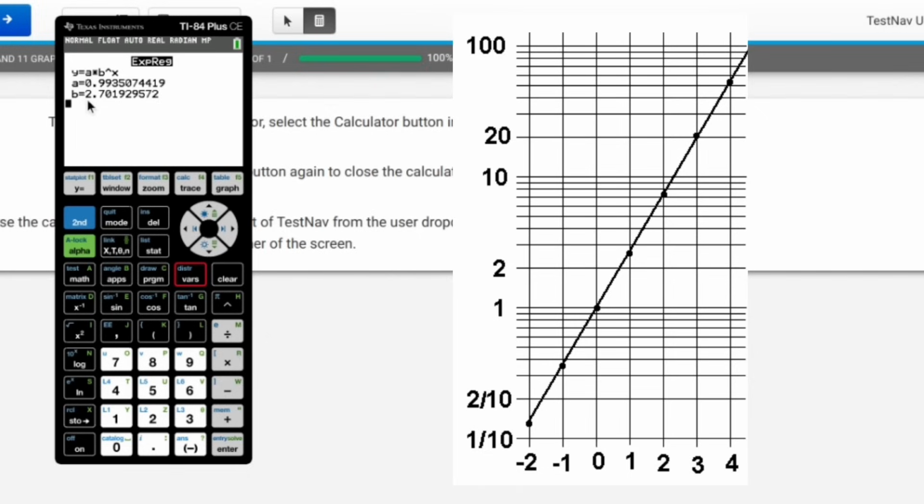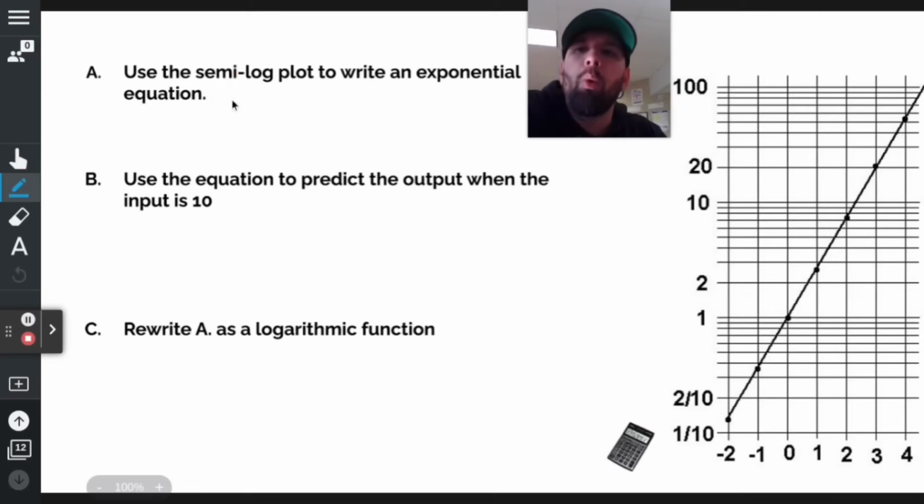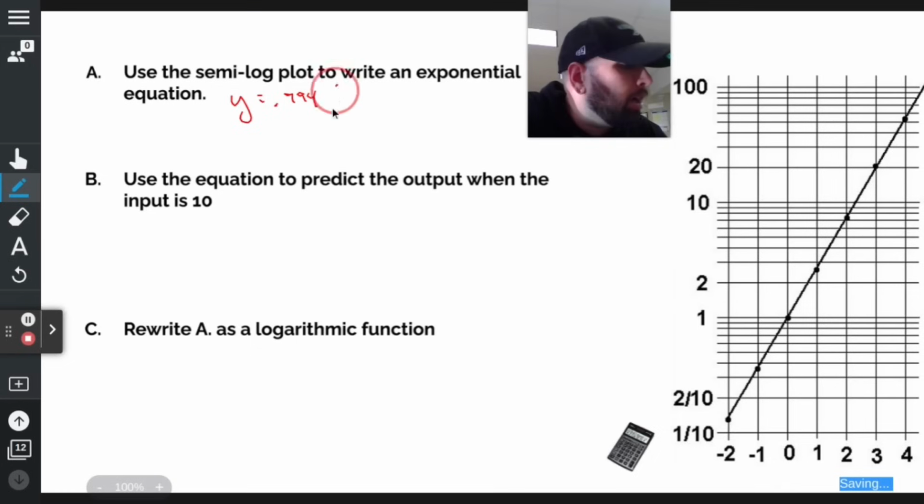So I will have the equation y equals 0.994 times 2.7019, and that's awfully close to e, 2.702 to the x. Y equals 0.994 times 2.702 to the x power.